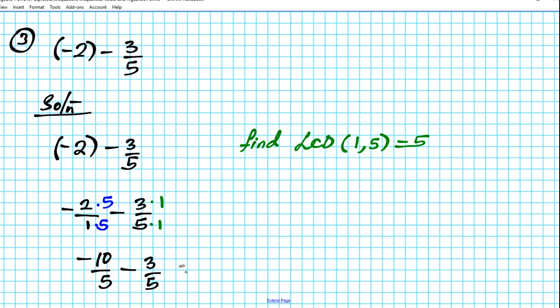Alright? So now that the denominators are the same, we can now subtract the numerator and keep the denominator. Okay? Negative 10 minus 3, signs are the same. You add and keep the sign. Negative 13 over 5 is the answer to question number 3.